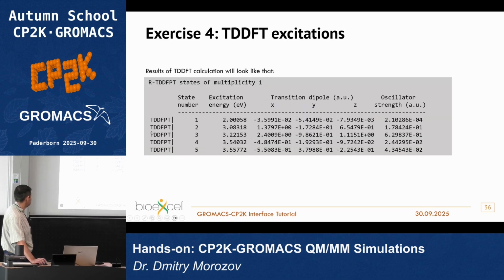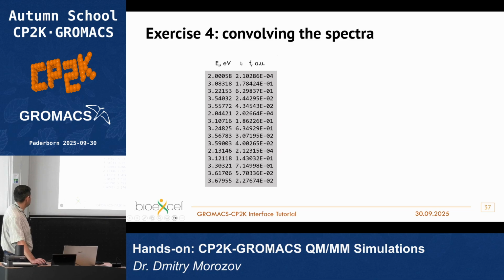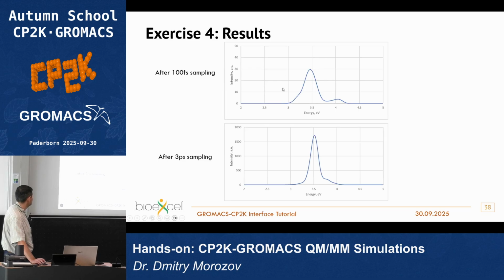And the output in CP2K will look like this. So it's excitation energy, oscillator strength, and transition dipoles. From that, we would need only these 2 columns. And then we'll gather them over the trajectory and convolve with Gaussian functions into something like this. Again, with increased sampling, the spectra looks much nicer than with a low number of points.